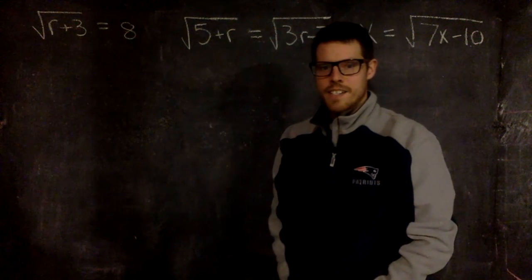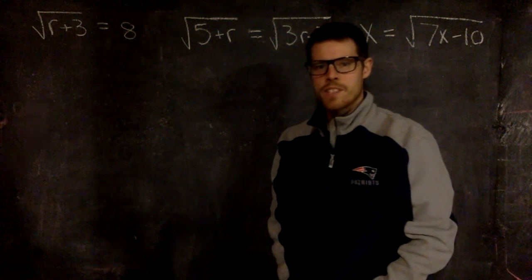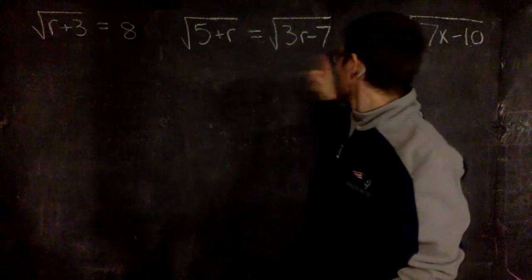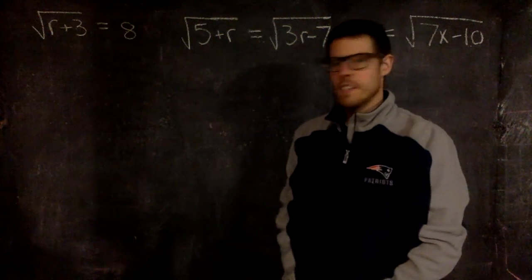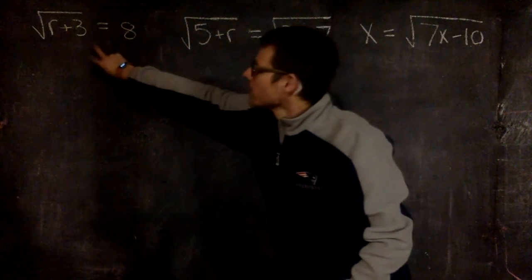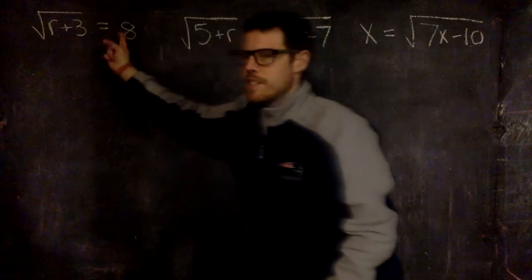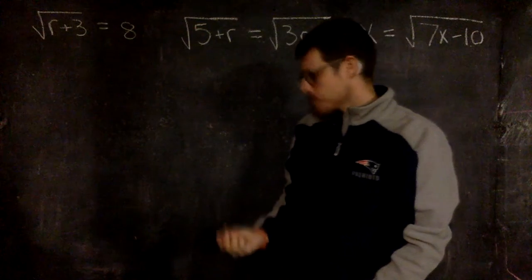And today we're going to be looking at solving equations that have radicals in them. You can see that they get progressively more difficult as you move across here. We're going to start with the first one over on this side, which has a radical on one side and just a number on the other side. So this is no problem.